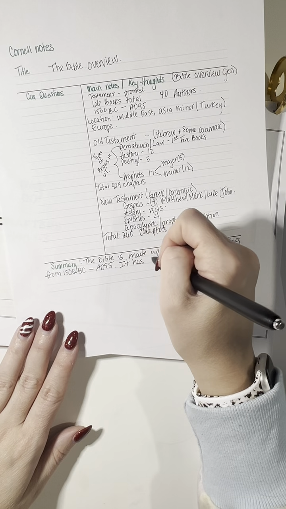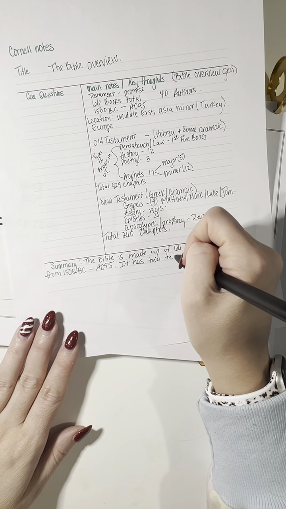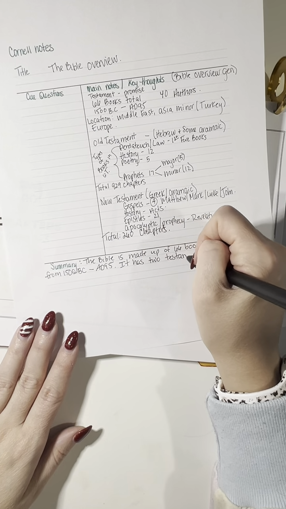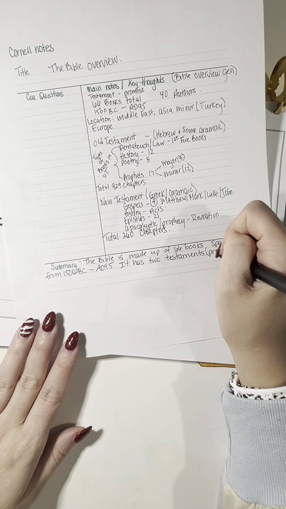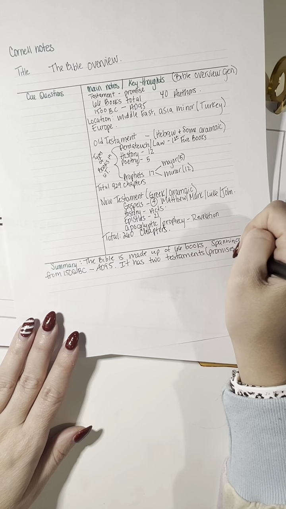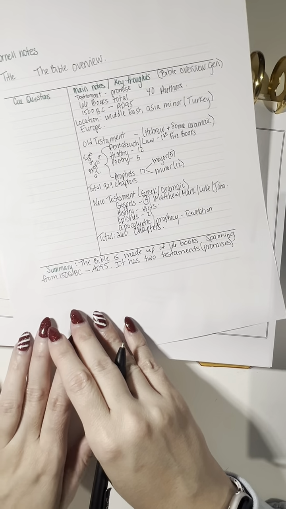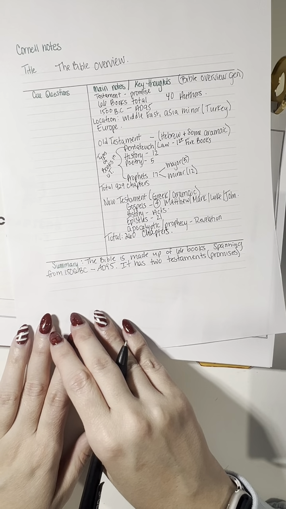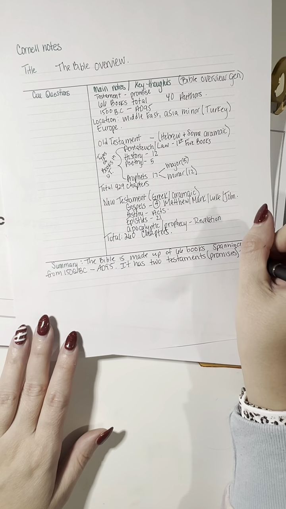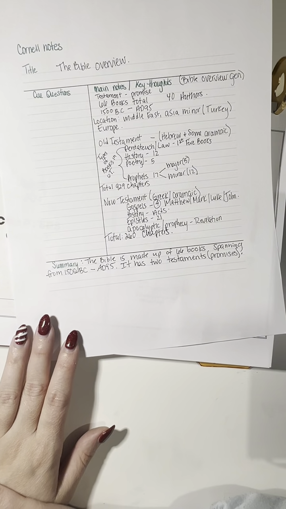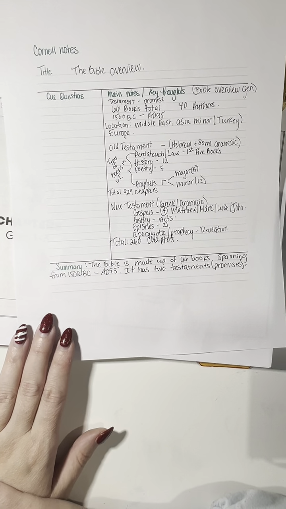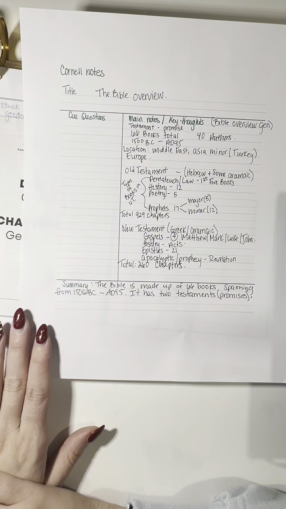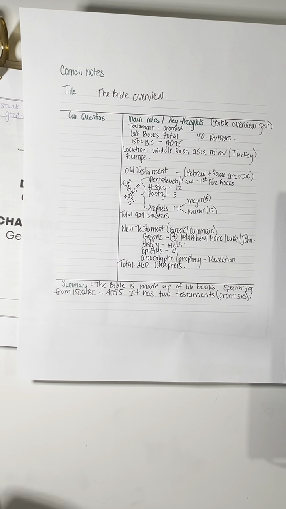It has 2 testaments. I'm going to put in parentheses promises. And that's it. That's all I'm going to write. I don't want it to be too detailed because that's why I have my notes. So now is when we have to look at our notes and we have to ask questions.